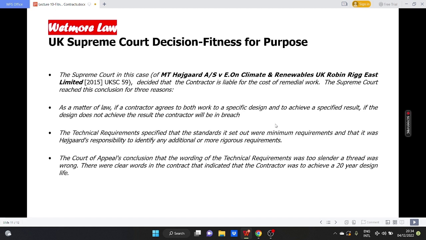Second, the technical requirements specified that the standards it set out were minimum requirements, and that it was the contractor's responsibility to identify any additional or more rigorous requirements. Third, the Court of Appeal's conclusion that the wording of the technical requirements was too slender was wrong. There were clear words in the contract that indicated that the contractor was to achieve a 20 years design life.